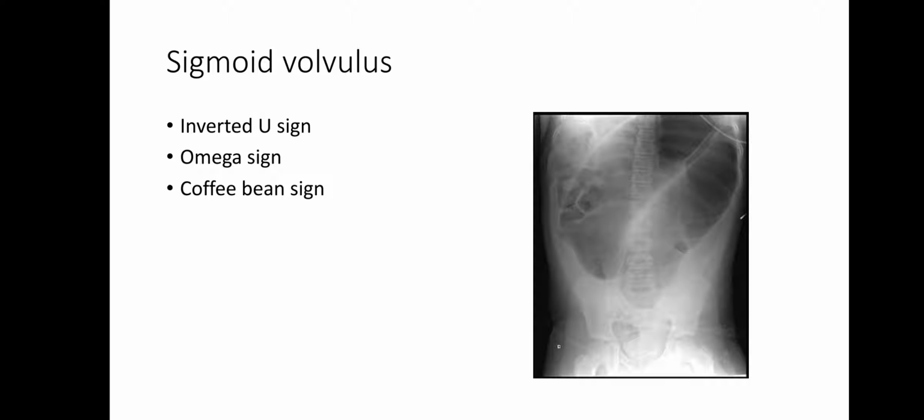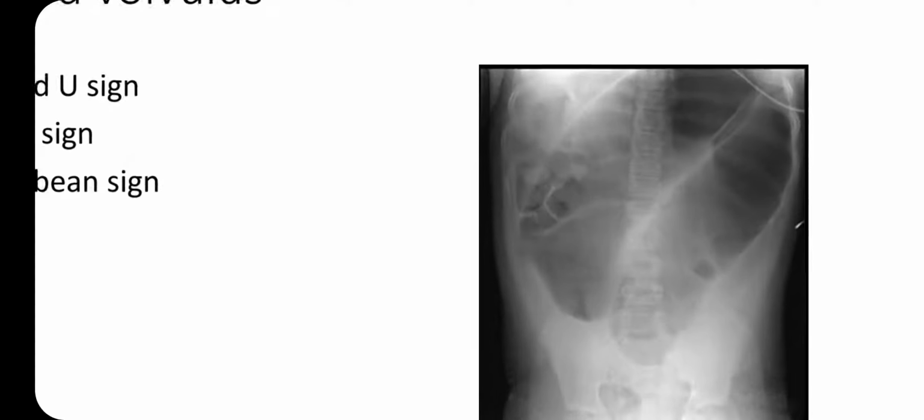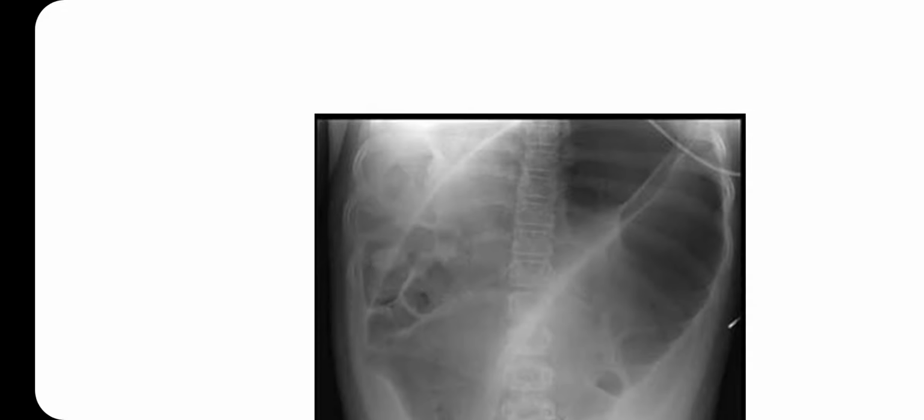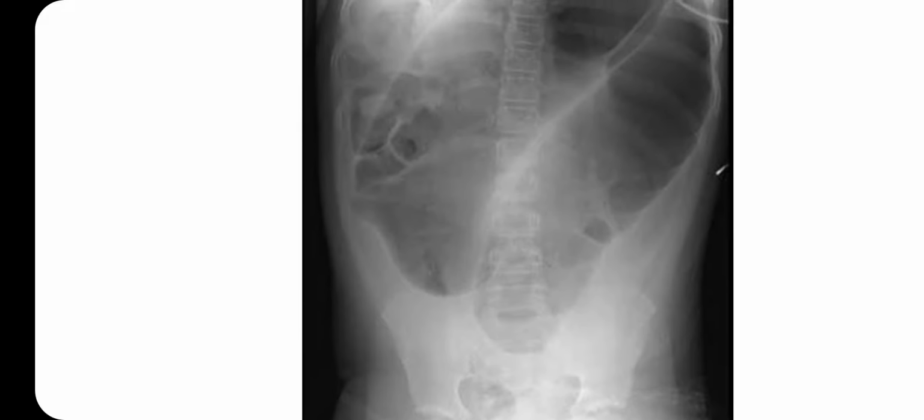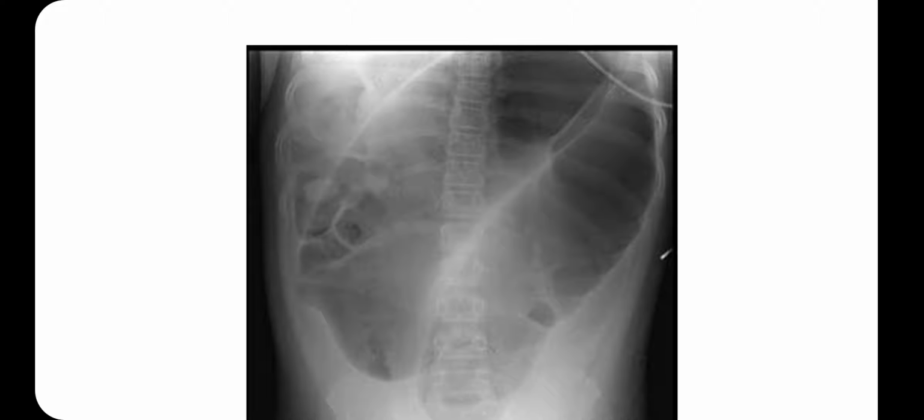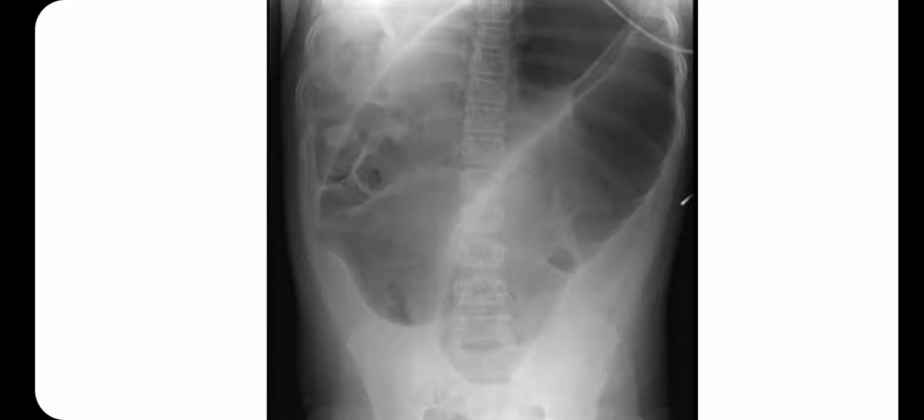and flatus theory. X-ray findings of large bowel obstruction: peripherally located, fewer air fluid levels, visible haustral markings, larger bowel diameter, omega sign or inverted U sign.